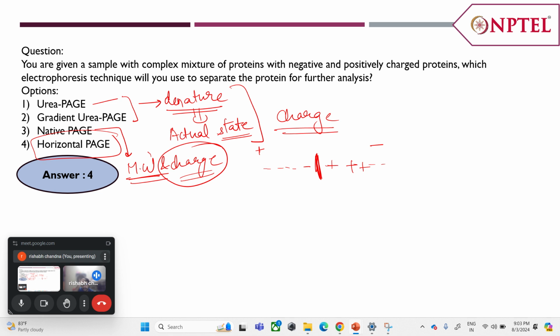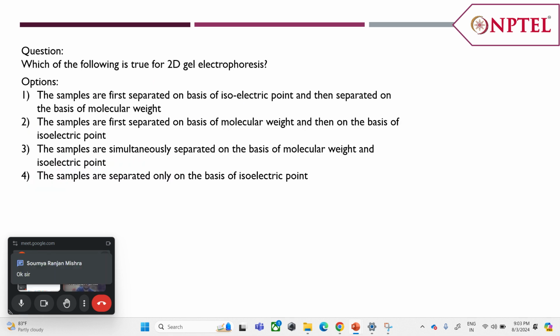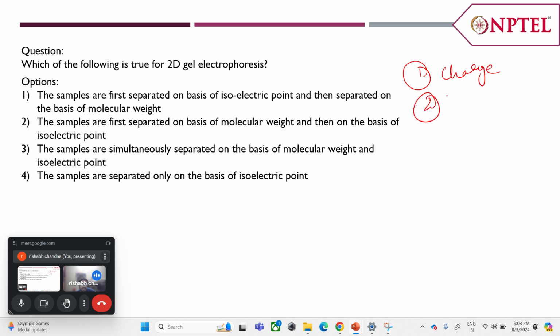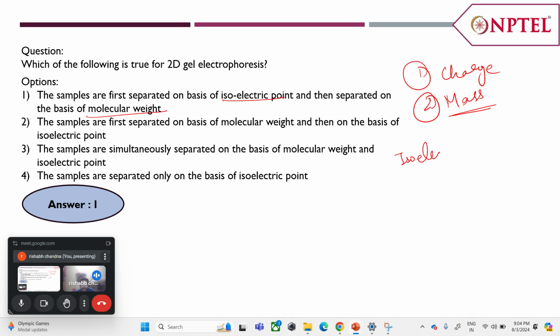Is it clear? So in case of 2D gel electrophoresis, there are two components. First is the charge component and second is the mass component. So the correct answer is first on the basis of isoelectric point and then separated on the basis of the molecular weight. So first the proteins are run on a gel, that is also a PAGE gel basically. So that is isoelectric focusing.